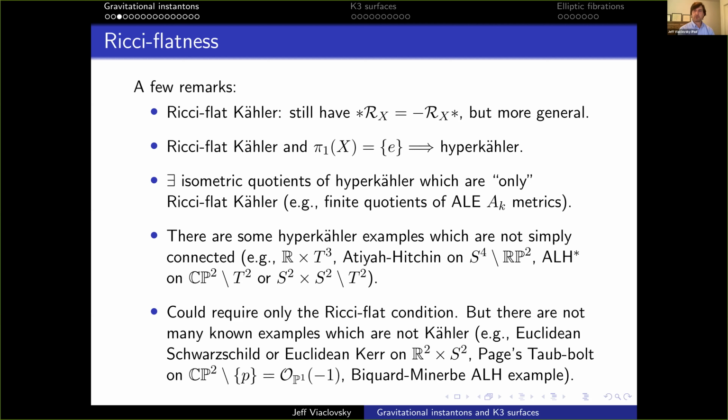There's another interesting example due to Page, called the Taub-Bolt metric. It lives on the complement of a point in CP2, and it is the total space of O(-1) over P1. That is a non-Kähler metric, though. And then Pic and Minerve have an interesting construction. They can take a quotient of a hyperkähler example, which is not even Kähler, and that gives another example. But other than these, there's really not a whole lot of examples which are not Kähler. There's really some remarkable relation between Kähler metrics and Ricci-flat metrics in this dimension.